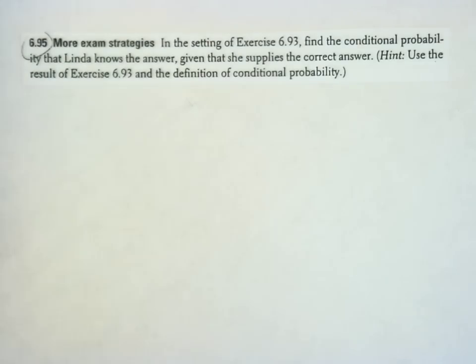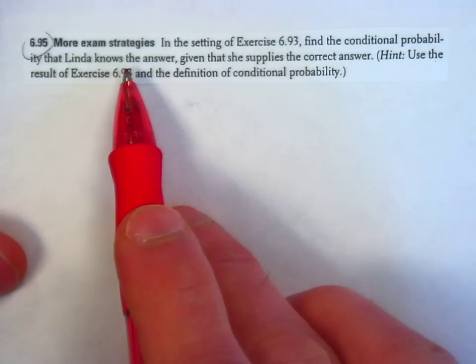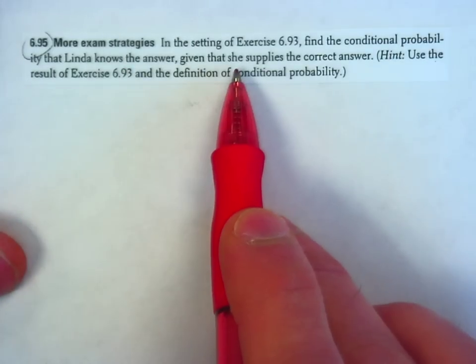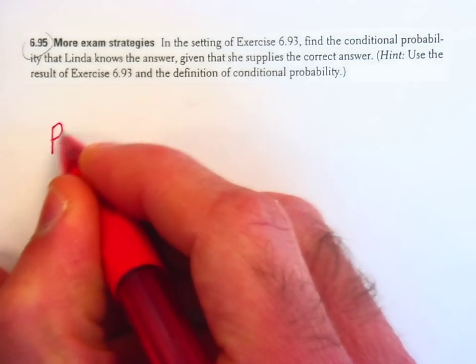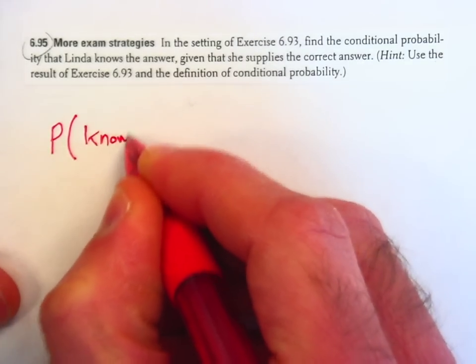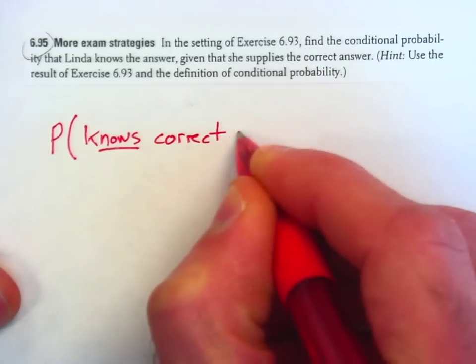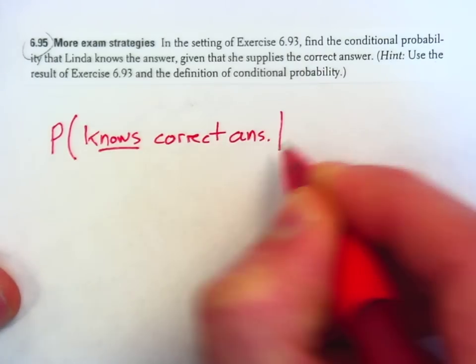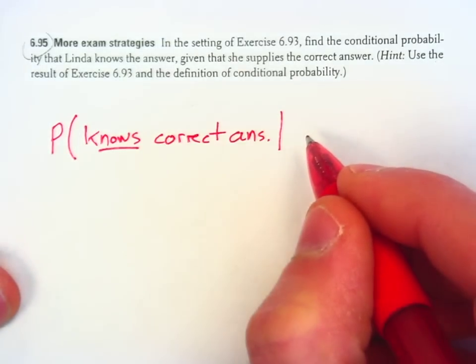Here's my solution to question 6.95. So we're recycling the information from question 6.93. We want to find a conditional probability that Linda actually knows the answer given that she supplied a correct answer. So the probability is that she knows the correct answer under the condition that she gave a correct answer. She supplied a correct answer.